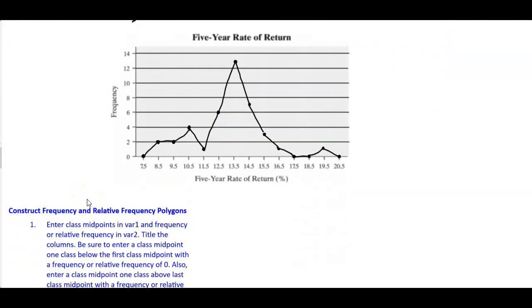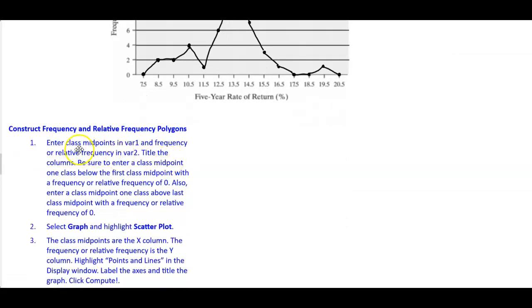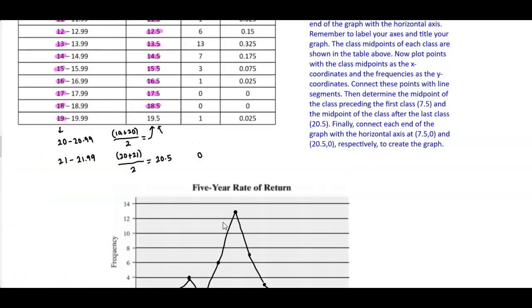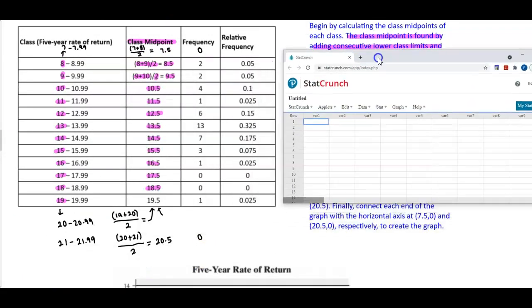Okay, now let's go ahead and use StatCrunch. Okay, so if we want to construct frequency and relative frequency polygons, we want to enter class midpoints in variable 1 and frequency or relative frequency in variable 2. And then we title the columns. So let's take a look here. We're going to go in here and type our information into StatCrunch. Okay, so here's StatCrunch, and we're going to look at the class midpoints. So we're going to call this column midpoints. Okay, and then we're going to enter in the midpoints, starting with 7.5, because 7.5 was the beginning one.